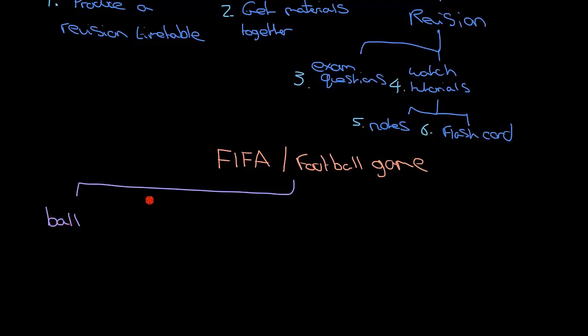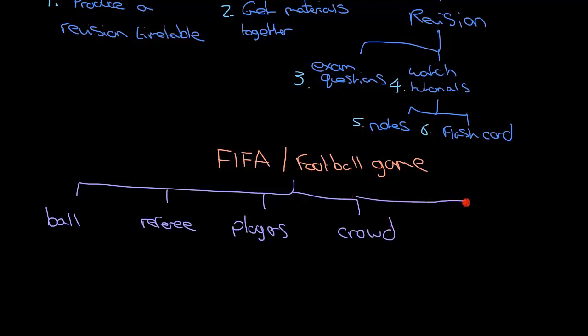Okay, you've got the ball, you need to worry about that. You've got the referee, you need to do something about the rules of the game as well as programming the referee. You've got the players, you've got a crowd to have to worry about as well. You're going to have to program that as well. You've got to get all the different stadiums done as well. And then all of a sudden we can start breaking these down further.